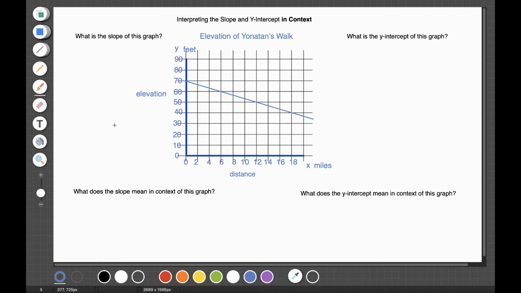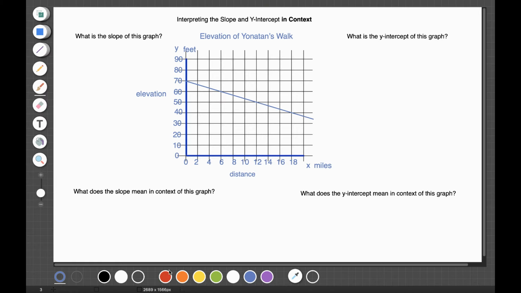Okay, so we're going to go ahead and jump into the same idea, interpreting the slope and y-intercept in context, but now we're looking at a graph. This is going to start, now the two questions we really want to get to are these two down here, but it really starts with us being able to find the slope and the y-intercept of a graph. So go ahead and pause this video for a second and see if you can find the slope and the y-intercept of this graph, because that's super important first.